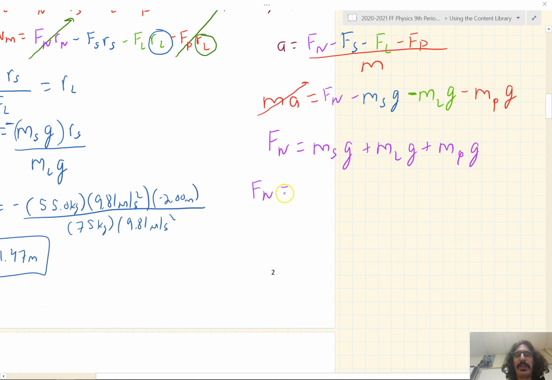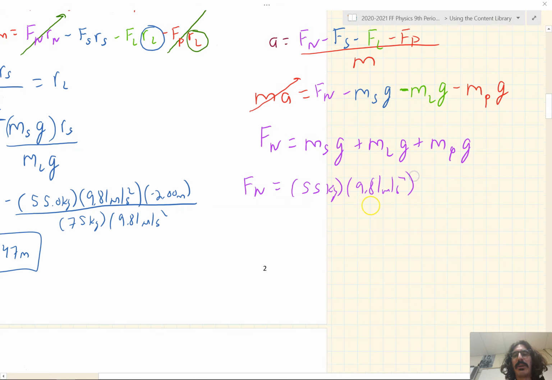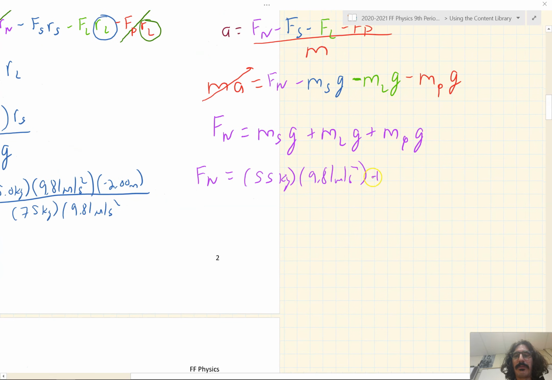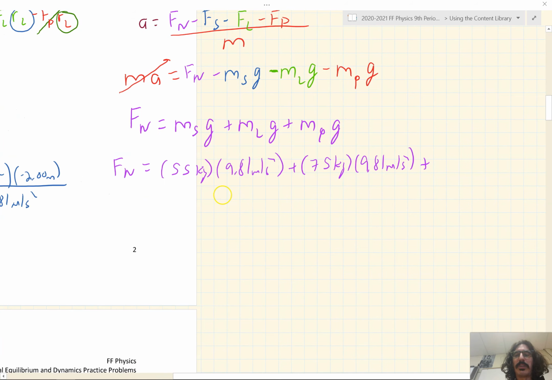For the sake of completeness, let's plug and chug. 55 kilograms times 9.81 meters per second squared. We could have taken g out, but too late now, I guess. Plus 75 kilograms times 9.81 meters per second squared. Plus the mass of the plank, 12 kilograms, times 9.81 meters per second squared.